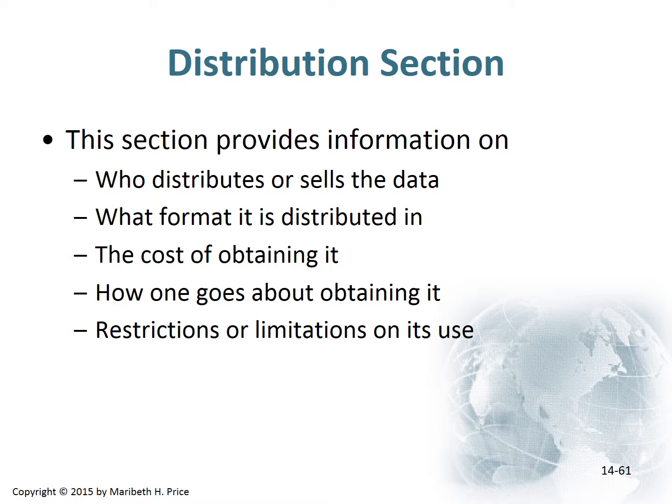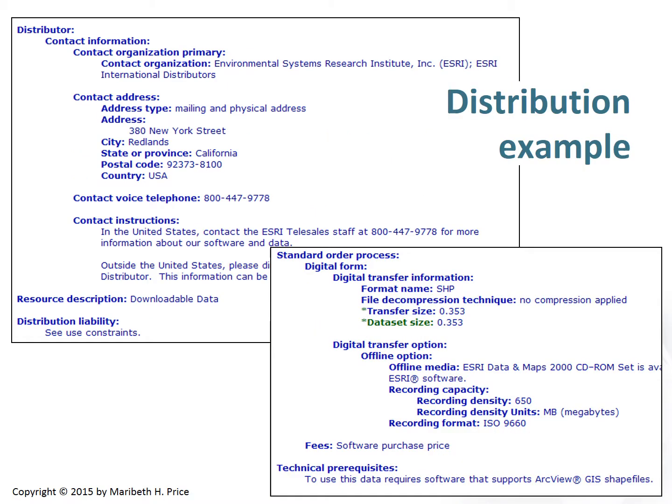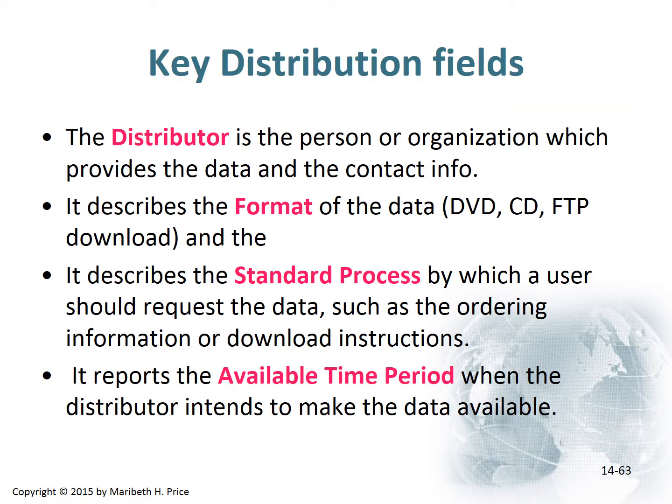This section provides information on a lot of things: who distributes or sells it, what format it's sent in and distributed in, is there a cost, how do you get it, what can you do with it. This is all in the distribution section. Here's an example of what that would look like. Some of the key things are the distributor, the format, the standard process by which you would request it, and then the available time period. In other words, when people intend to make this available.